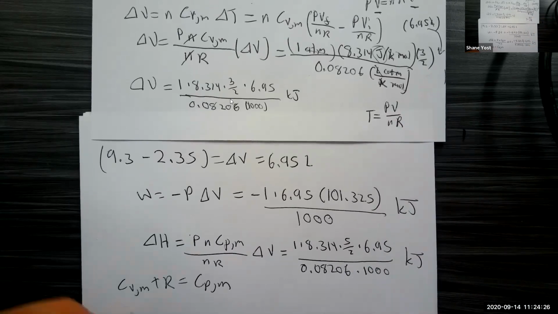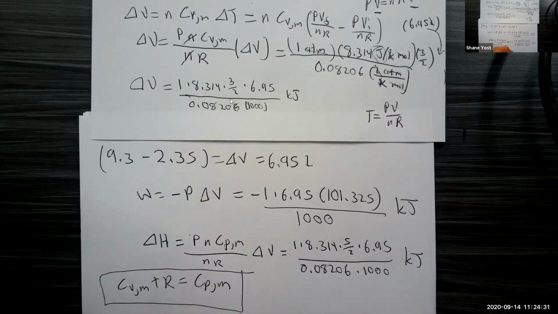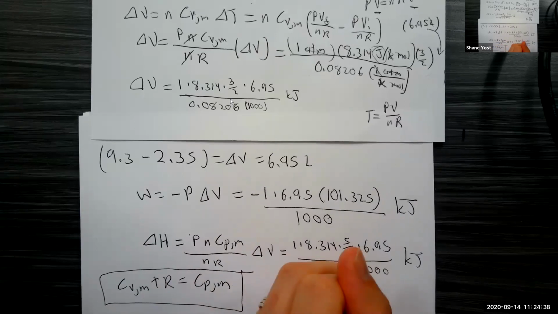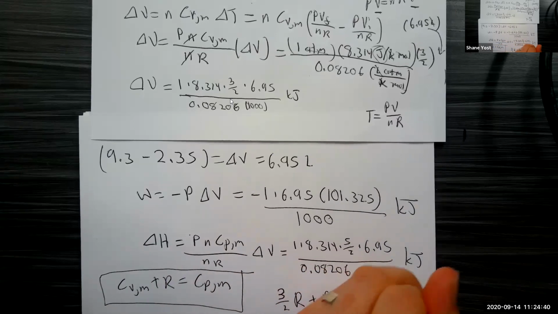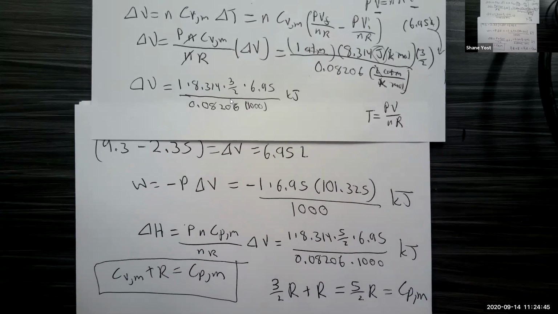For an ideal gas, this is always true. In the problem, you're told Cvm is 3 halves R, plus R is equal to 5 halves R, which is Cp. 3/2 R is the heat capacity for a monatomic ideal gas, and that's a very common heat capacity that will be used in all problems.